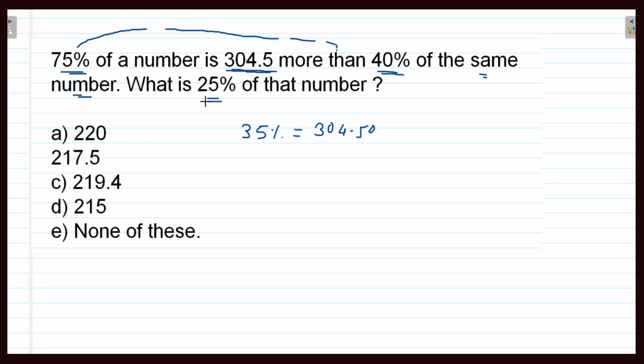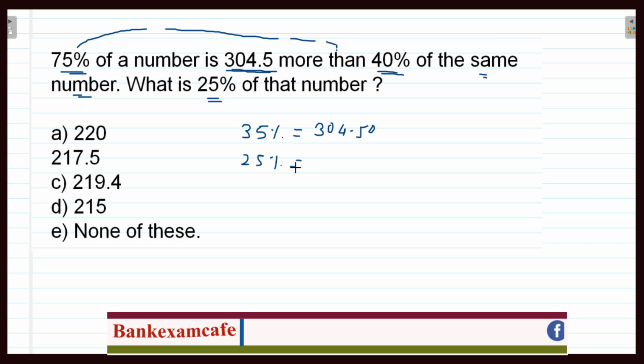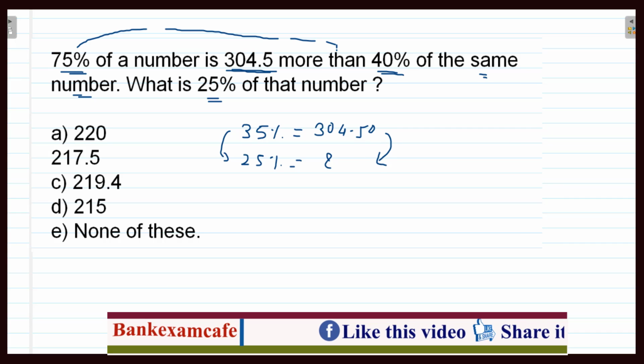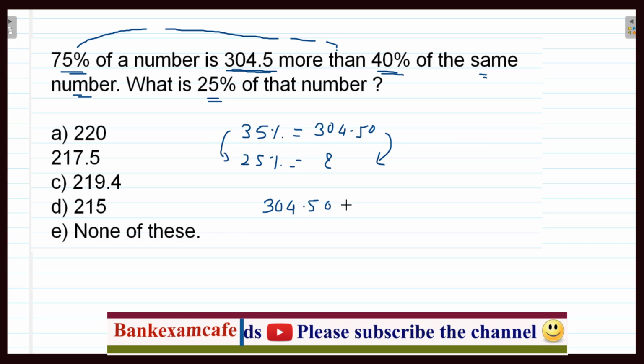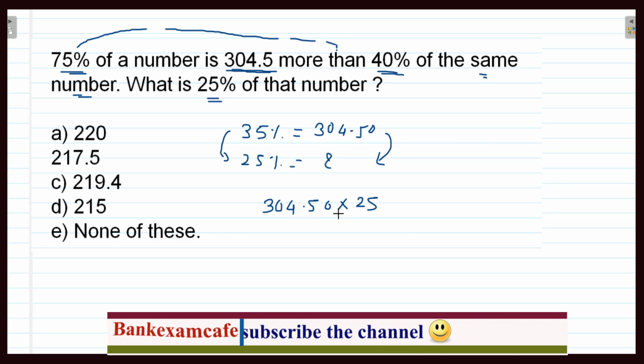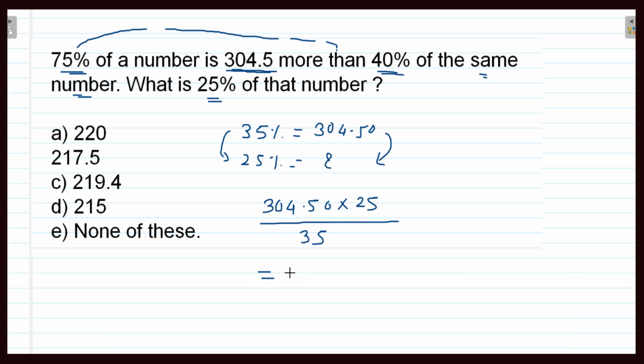And so we have to find the 25%. So 35% is this much. So what will 25% be? So here this is decreased, so this will also decrease, and therefore this is a direct variation, and in direct variation we multiply this 2. So 304.50 multiplied by 25 divided by 35, and so if you solve this, you will get 217.50.